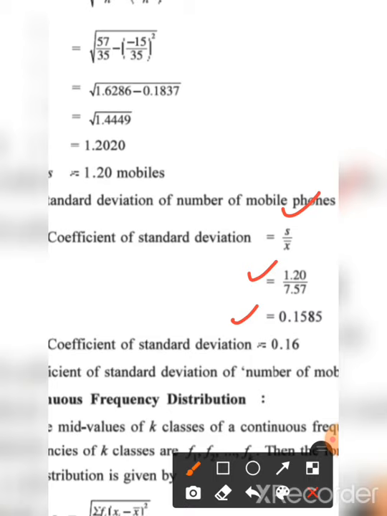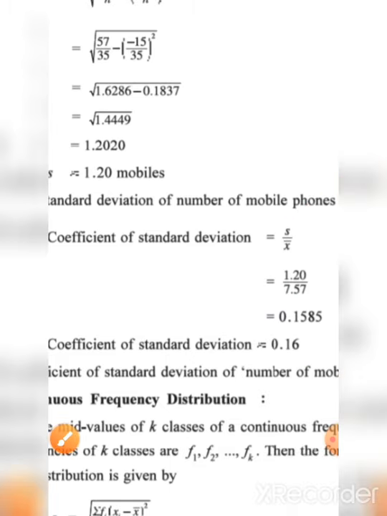And as we know, we don't get the unit for a coefficient of standard deviation. So the final answer would be 0.16, because we don't write the unit for the coefficient of standard deviation.